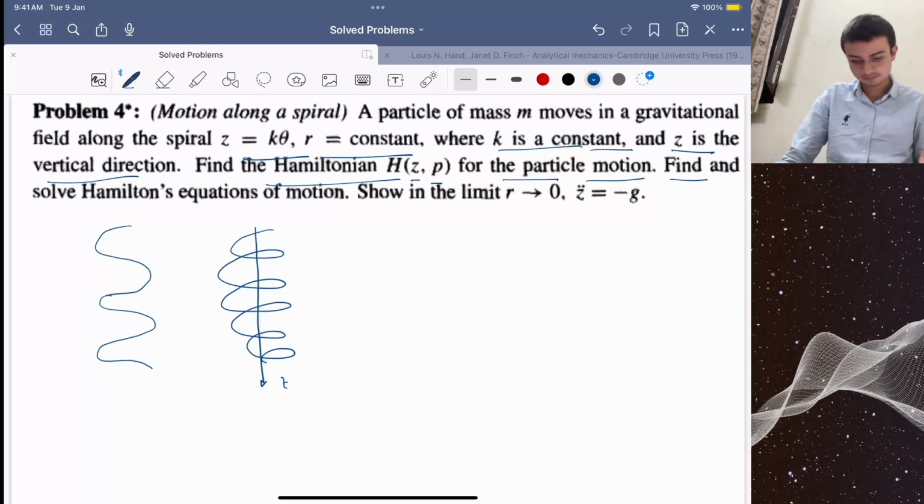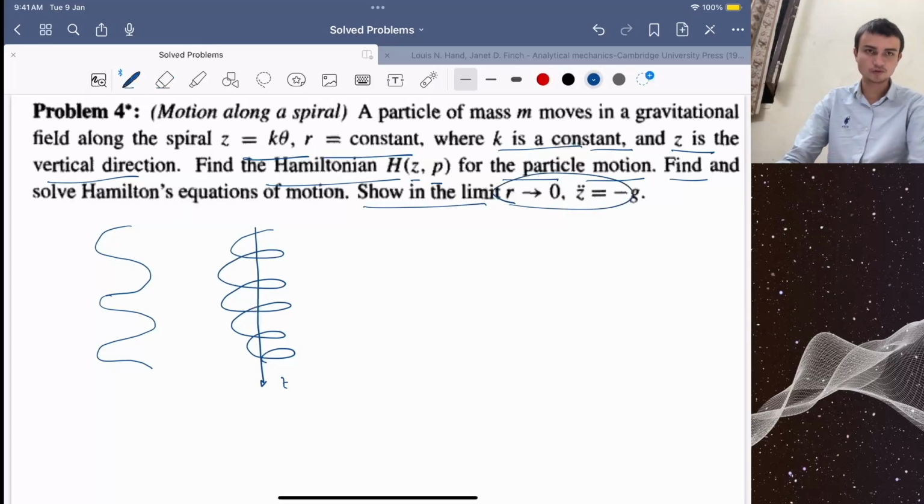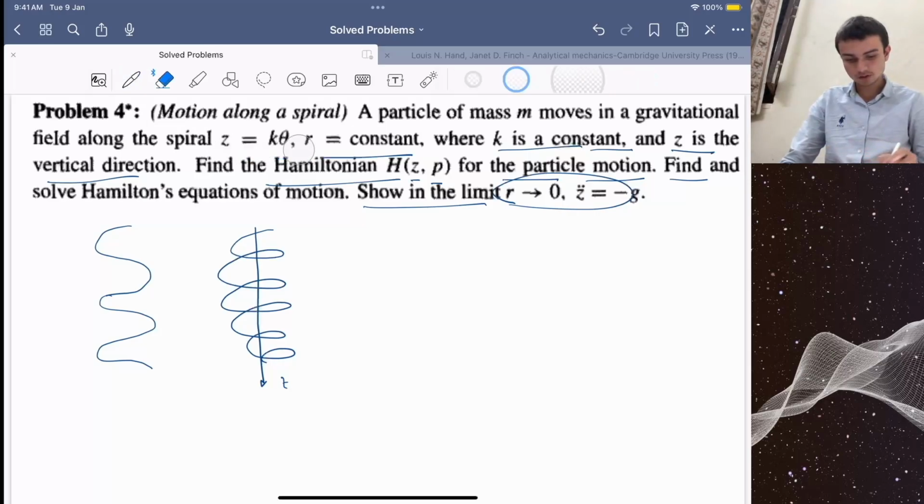I need to solve Hamilton's equations of motion and show that in the limit r goes to 0, my acceleration in the downward direction, the second derivative of the canonical coordinate z, is minus g. So let's try to solve this problem.